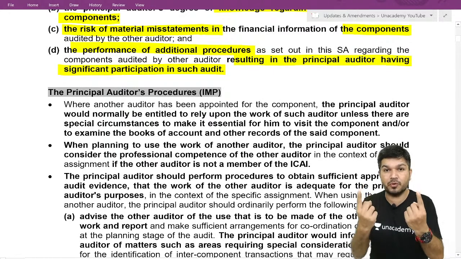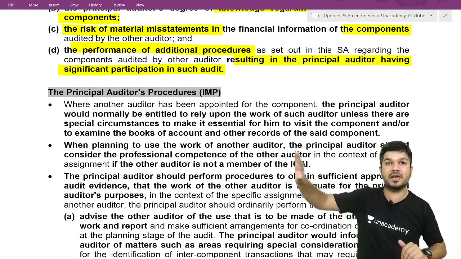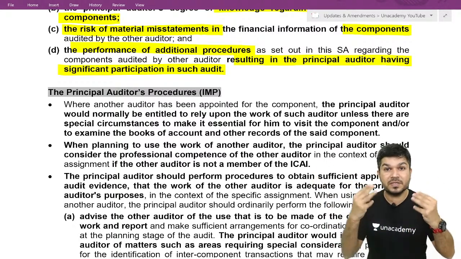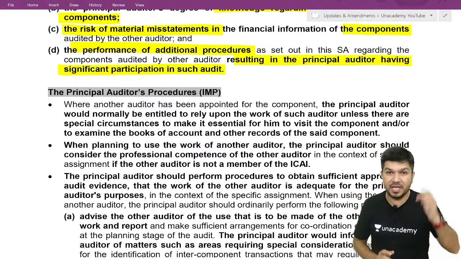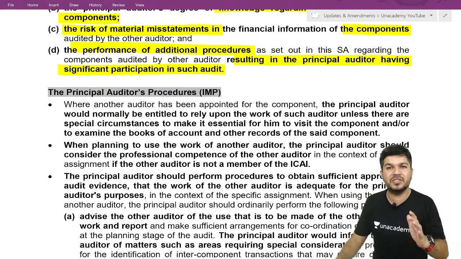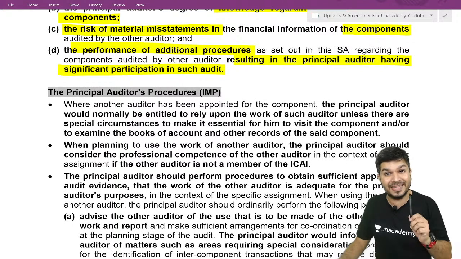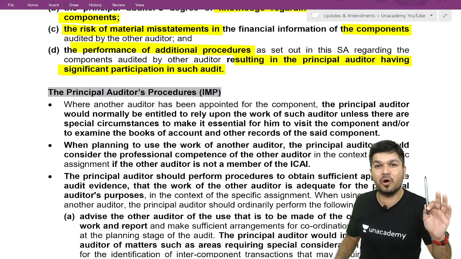One, what is the proportion of audit that you handle? HO is how much, branches are how much. What is your knowledge about branches? What is the risk involved in branches? The risk of material misstatement in branches is how much? And fourth, what are the extra procedures I can do to ensure I am sufficiently involved in the audit? So I'll consider all these things and then decide whether I should accept appointment as a principal auditor.